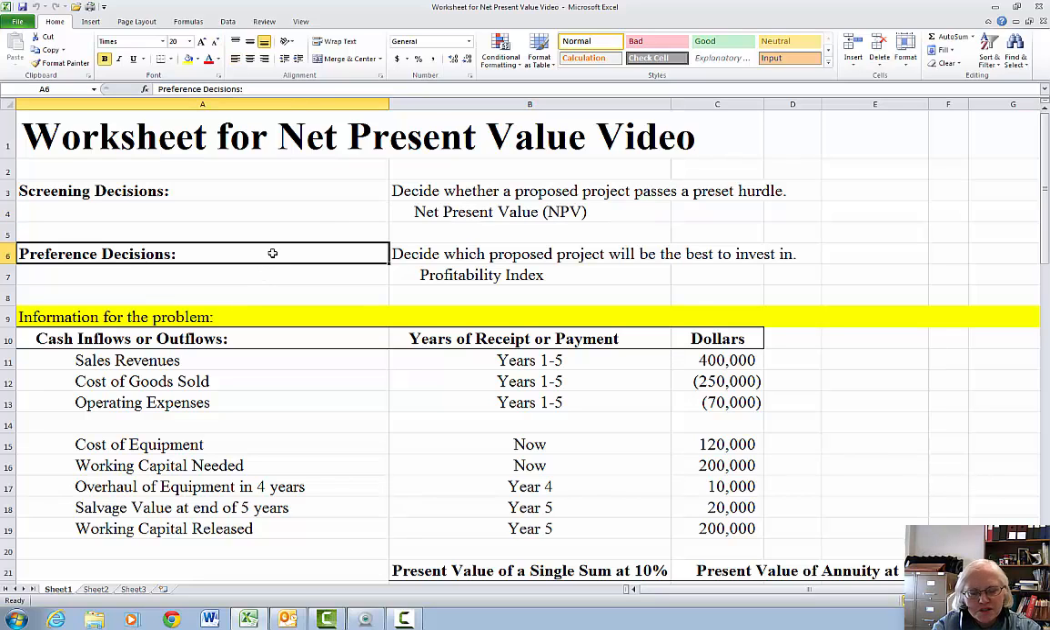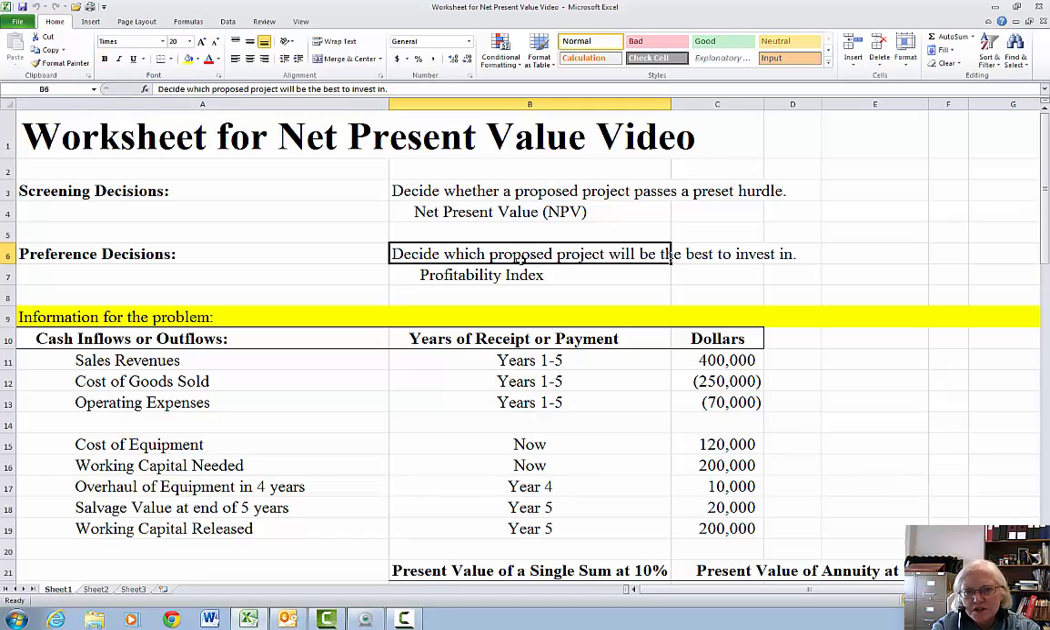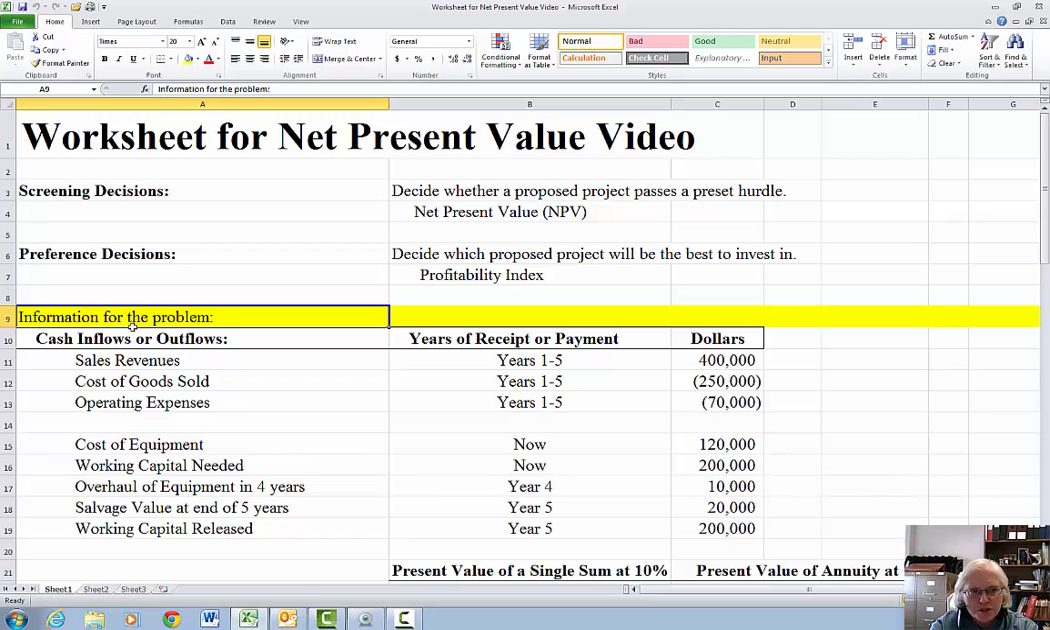A preference decision is done after all the screening decisions have been done, and we're going to decide which proposed project will be the best to invest in. One of the ways we do this is with the profitability index, and I'll show you how it works a little bit later.